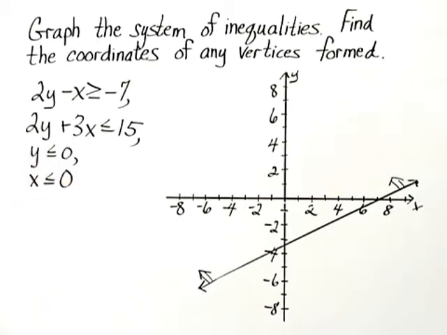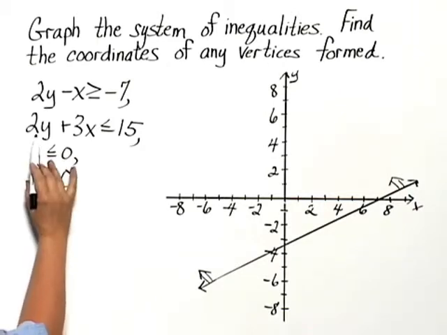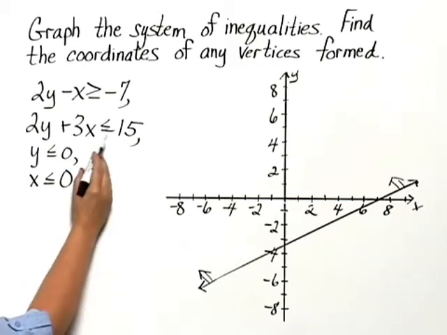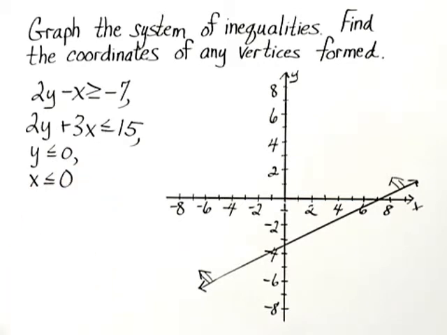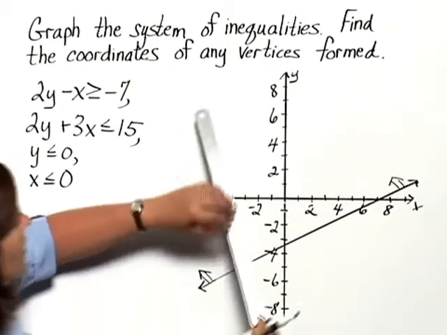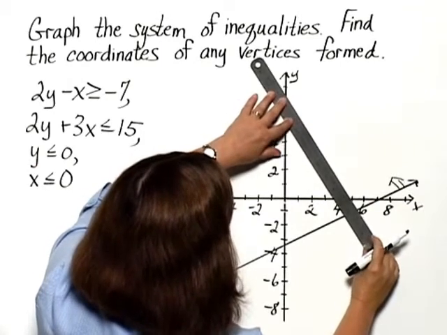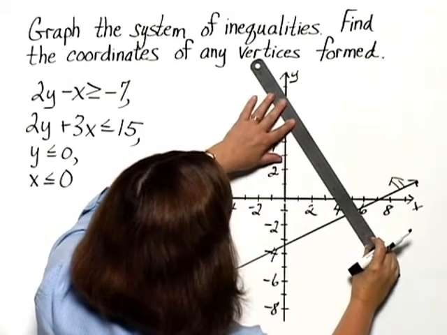2y plus 3x is less than or equal to 15. Again, we're going to graph the line 2y plus 3x equals 15, and we'll graph it solid because the less than or equal to sign includes the line. And if we graph that line, we see that it goes right around here.